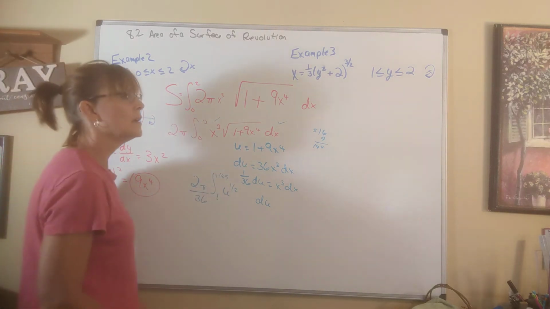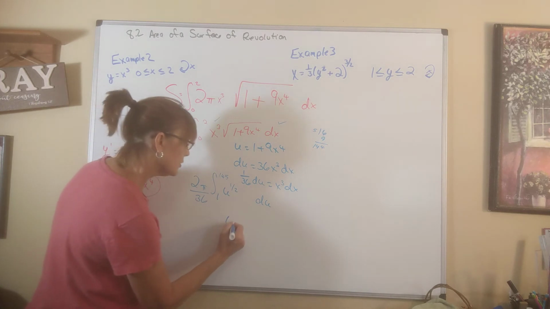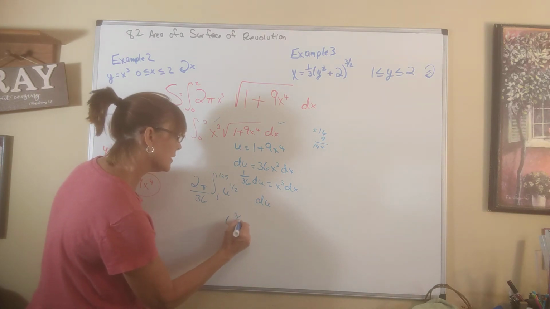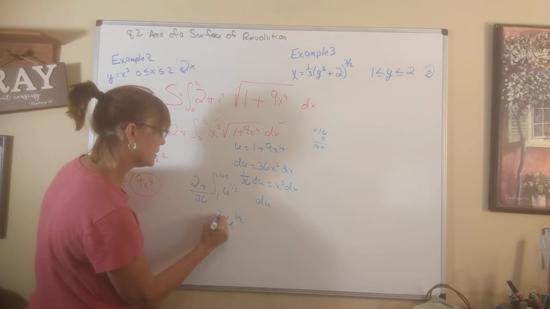Now we just integrate. Integrate u to the 1/2. It becomes u to the 1/2 plus 1, 3/2, divided by 3/2, which is multiplied by 2/3.